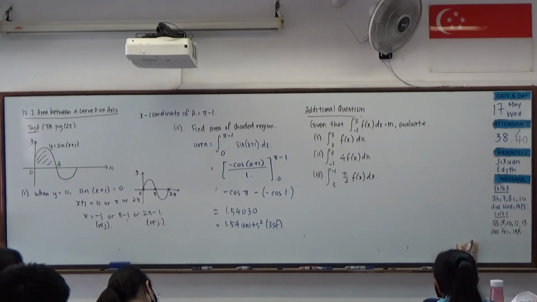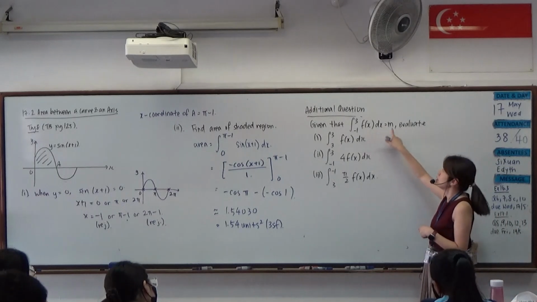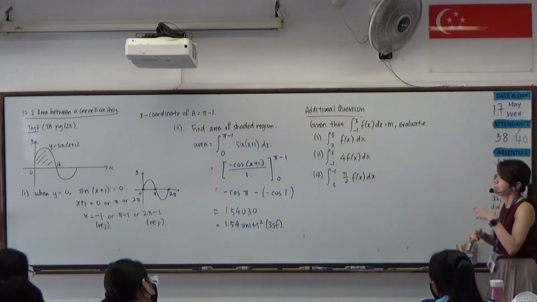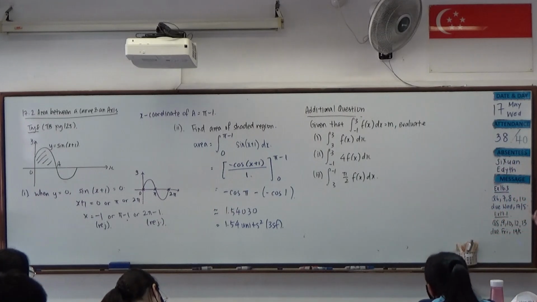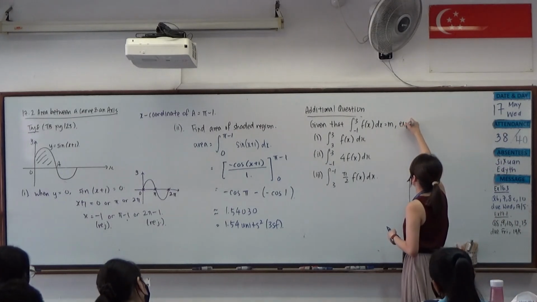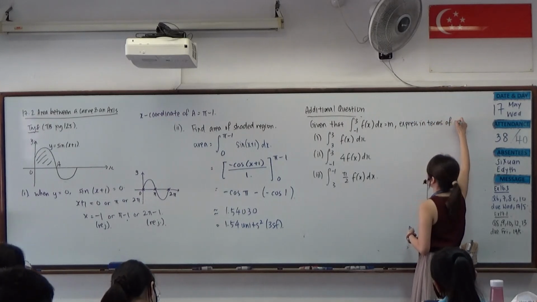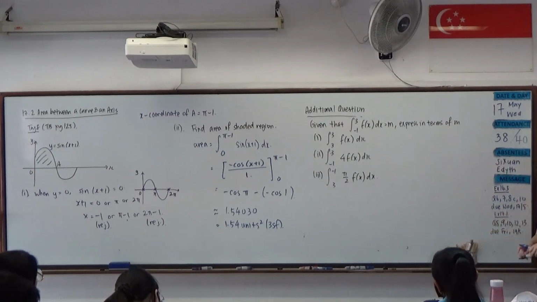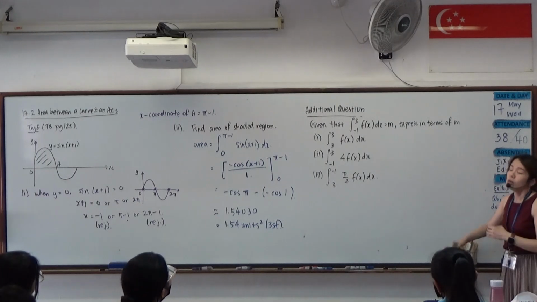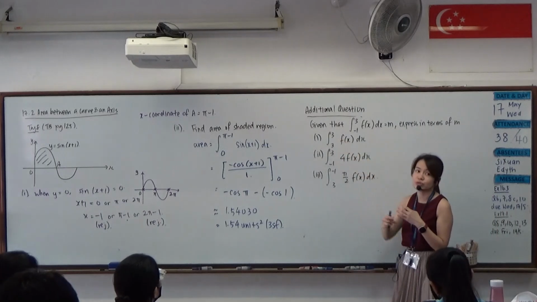It just tells you that the integral from negative 1 to 3 of that function gives us the value of m. They want you to evaluate, or express in terms of m, all these three integrals. So let's look at the first one. The first one is to integrate from 3 to 3.